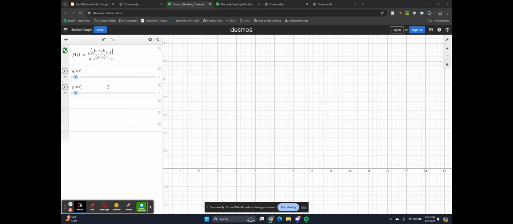Remember, P is the organic growth, or the likelihood of someone purchasing due to seeing an ad, and Q is the likelihood of someone purchasing due to the spread of word of mouth, like influence from someone else. So as Q, the likelihood of someone buying due to word of mouth, increases, there's no reaction from the graph because our P, the people buying it organically, is 0.